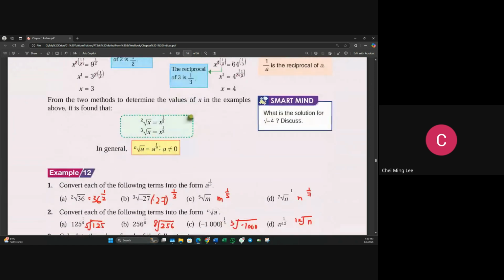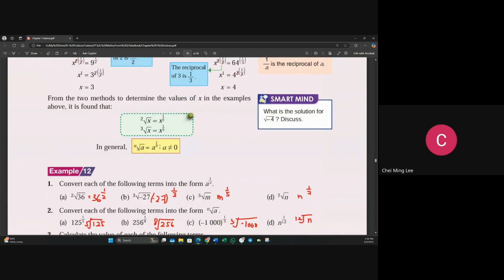Okay, so this is how the formulas look like. Square root of x is x to the power of 1 over 2. Cube root of x is x to the power of 1 over 3. So this is how the formula works.